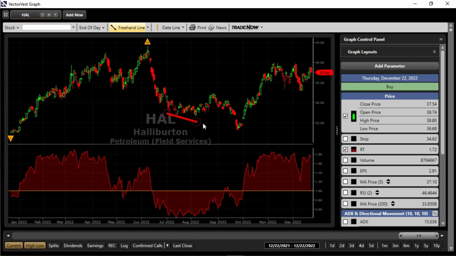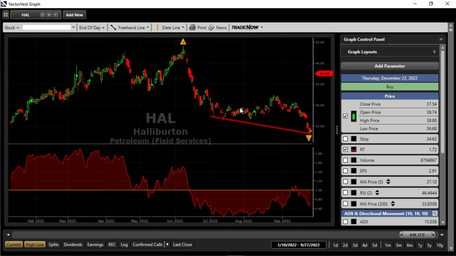Here's Halliburton, stock price hitting a new low. Zoom in here. Look at the relative timing indicator during that same time period, hitting higher lows. Now, I did mention earlier that with bullish divergences, you really want to pay attention to the oversold nature of the stock's price.